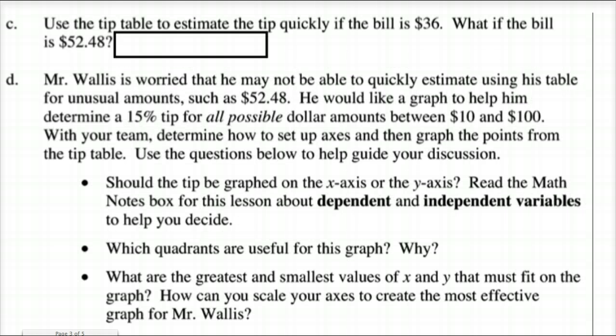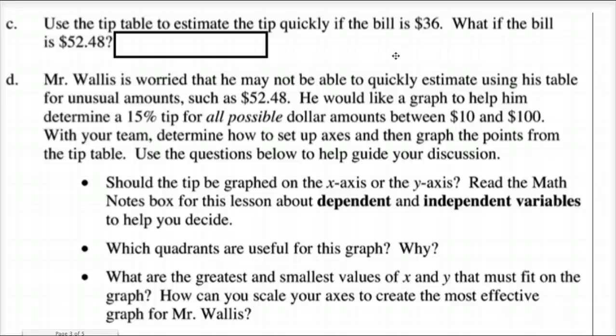When you get to 42C, use this tip table to quickly estimate the tip if the bill is $36. What if the bill is $52.48? So that's why it's kind of nice maybe to have a $10 tip, a $20 tip, a $5 tip, a $1 tip. So you can quickly add up all those, and try and figure that out. So 36 might be 10, 20, 5, and 1. So you're able to quickly determine that.